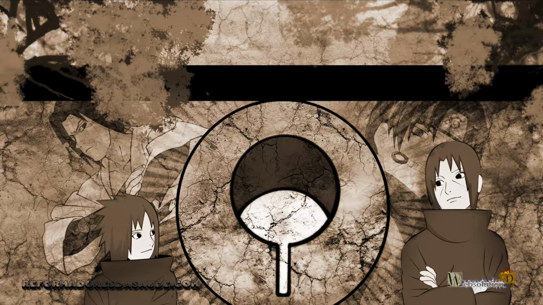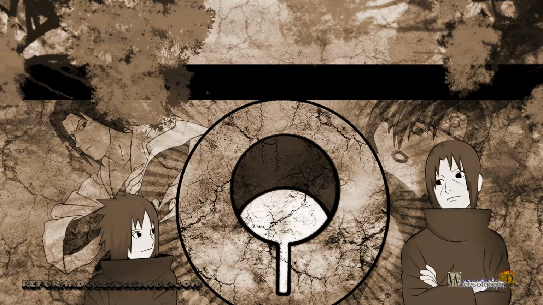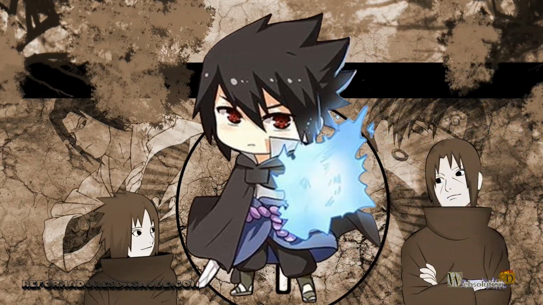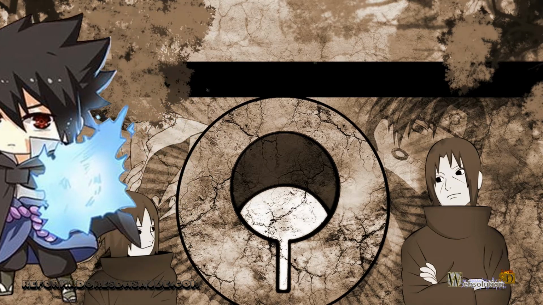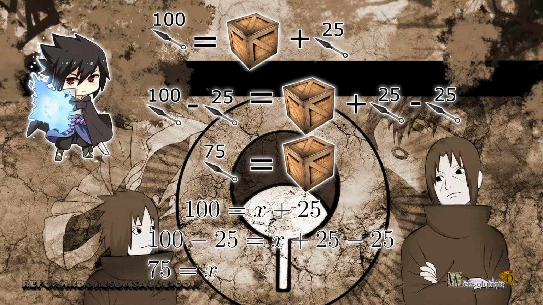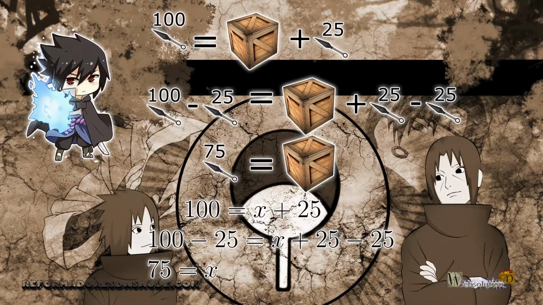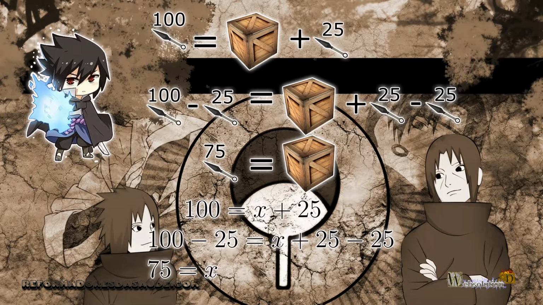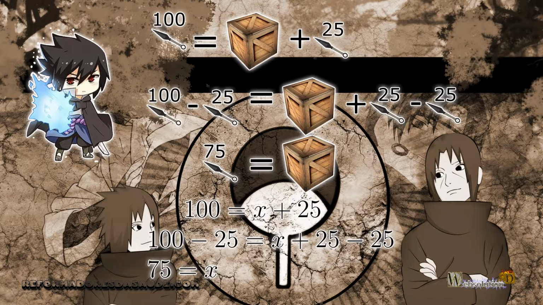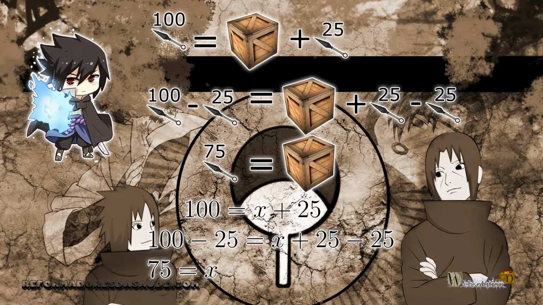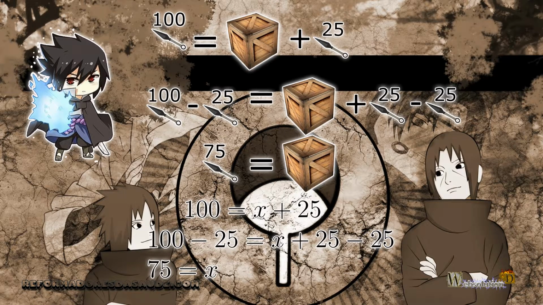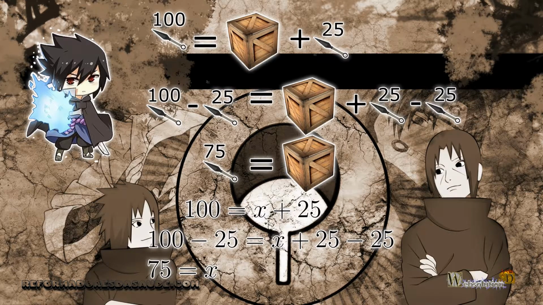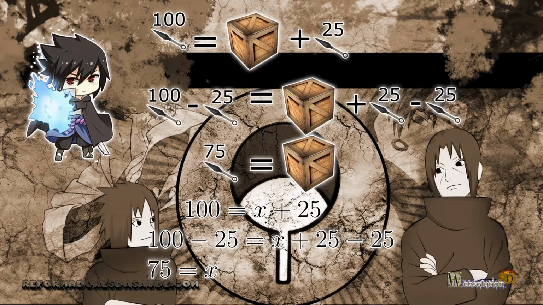In this video I decided to explain the first-degree equation based on something different: Naruto's anime. Sasuke saw 100 kunai and quickly put them in the box until it was full, and there were 25 kunai left. How many kunai are in the box? Just looking, you can see that there are 75 kunai in the box, because 75 plus 25 is 100.